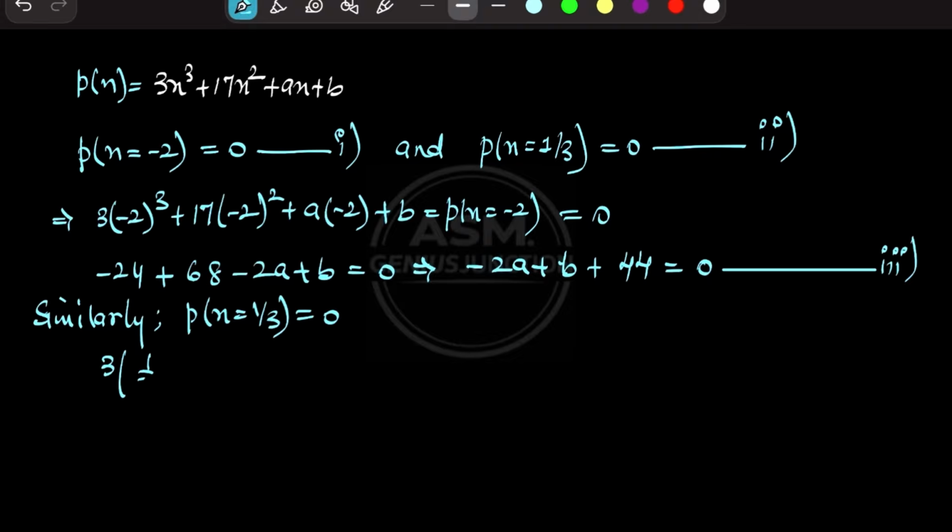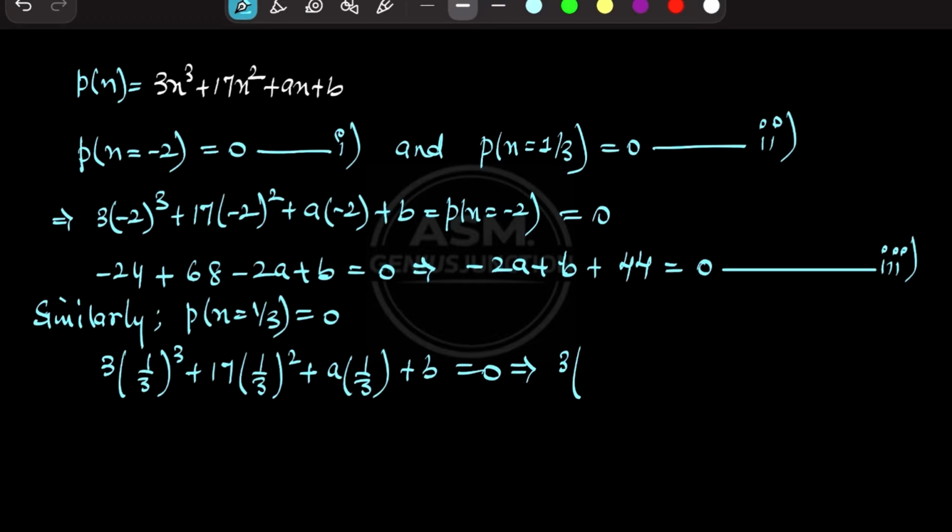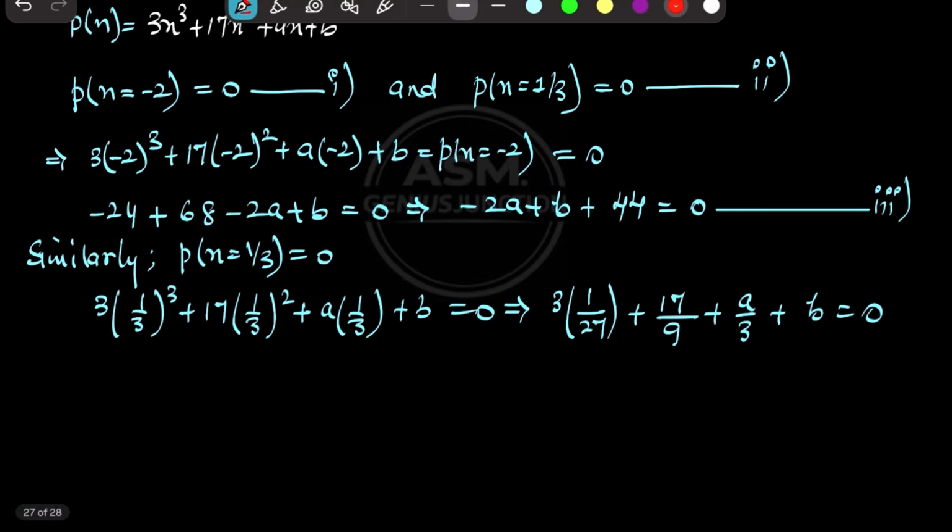I will get 1 over 3 with exponent 3 plus 17 times 1 over 3 square plus a times 1 over 3 plus b equals to 0. This is your equation number 4 after calculation. So we will solve it further, and we will get 3 times 1 over 27, plus 17 over 9 plus a over 3, and then finally b, equals to 0. We can see that 3 and 27 are cancelling each other, so basically we are left with 1 upon 9 in the first part.